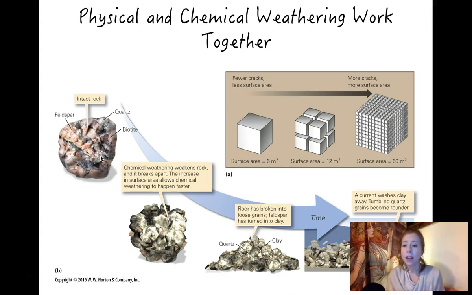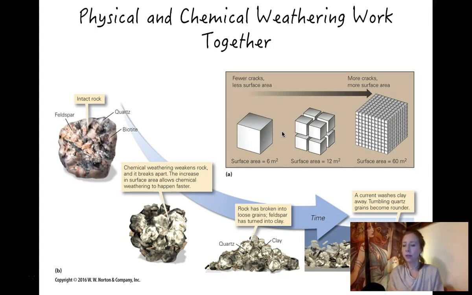And then the increase in surface area from breaking the rock apart allows the chemical reactions and chemical weathering to happen faster, just like that example of the cube you're seeing up there. So in the example, it shows the surface area of the cube is 6 square meters. So then what happens if you break the cube up into 8 smaller cubes? Now you don't just have those 6 faces, you have 6 times 4 faces exposed. So that's more surface area exposed, where there can be more reactions occurring.